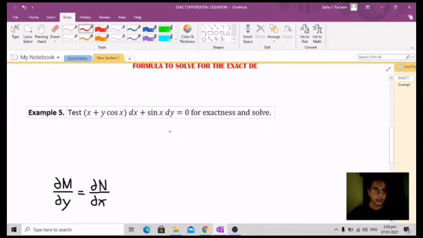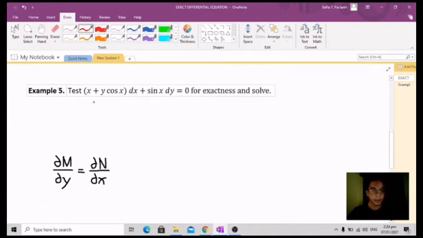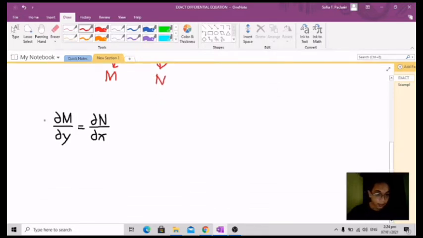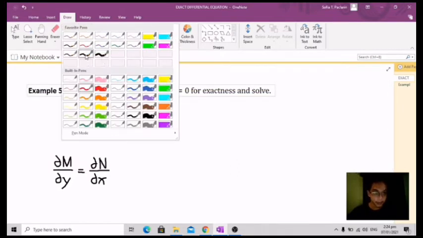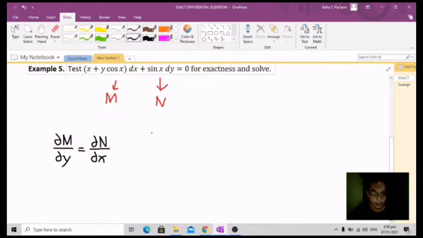So let's try to solve this example. Example 5. Test x plus y cosine x dx plus sine x dy is equals to 0 for exactness and solve. So as we all know, the term containing x and y with respect to dx is m. And the other term with respect to dy is n. So we're going to use this formula to test for its exactness. So we're going to test this condition.